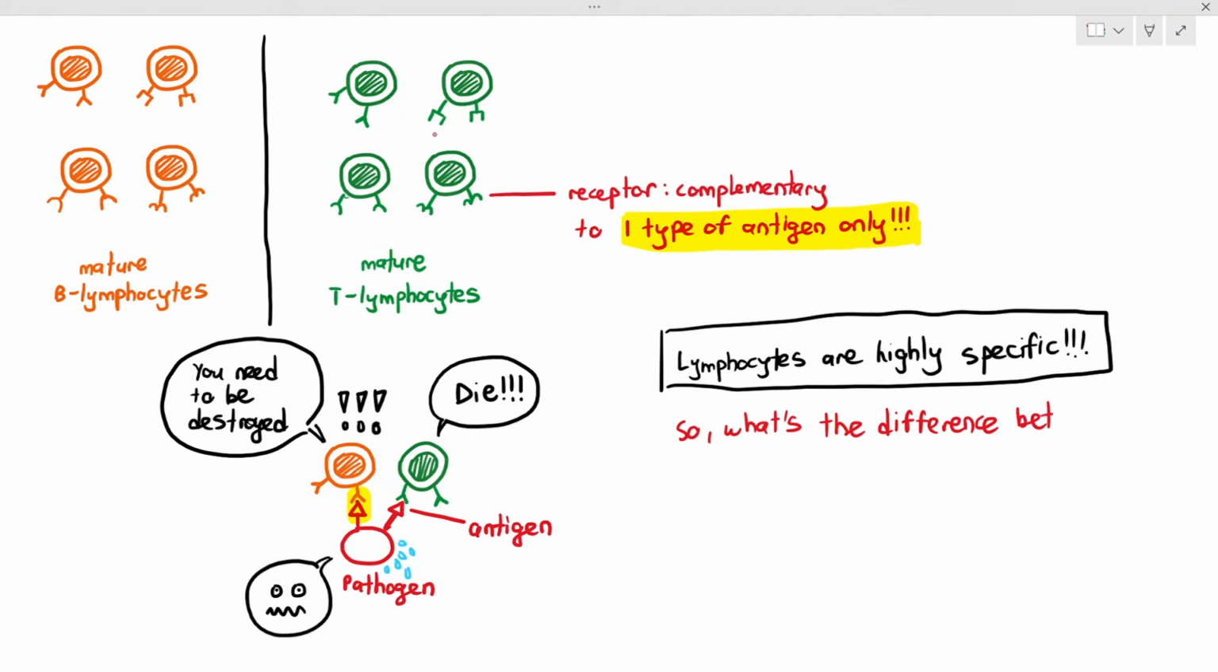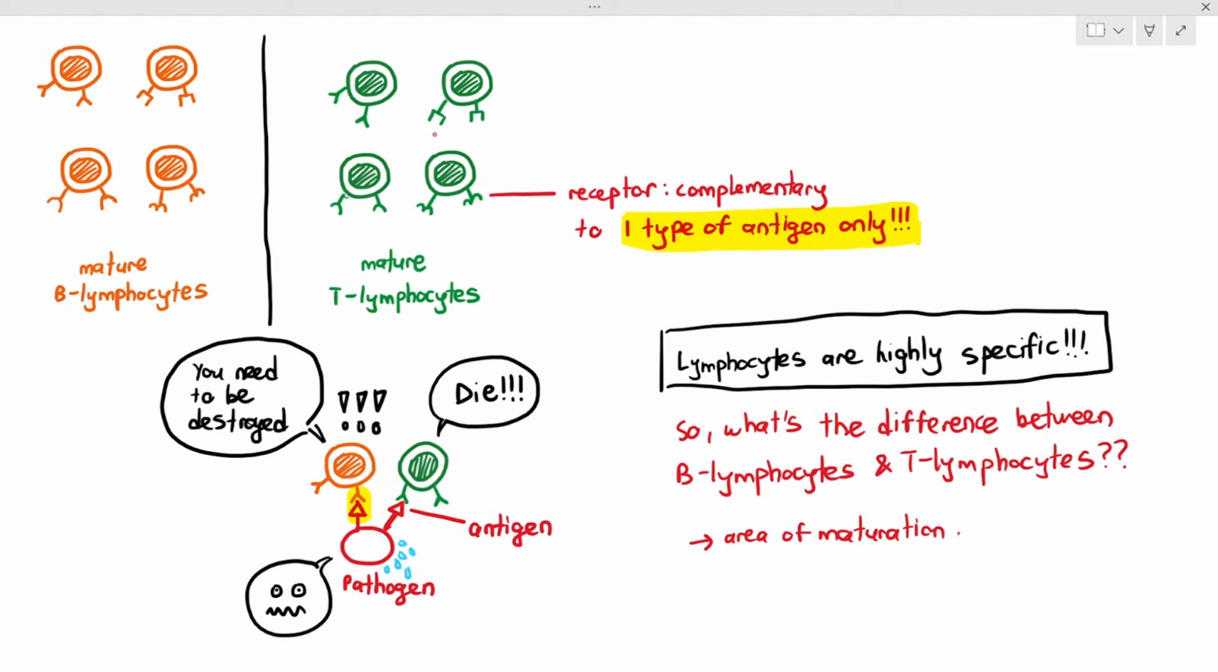So then, of course, you might want to ask the question, what's the difference between B lymphocytes and T lymphocytes then? Well, obviously the first thing is we knew that their area of maturation is different. B lymphocytes mature in the bone marrow and T lymphocytes mature in the thymus. And also their immune response, which means to say how they respond to the antigen is going to be very different as well. And we will be looking at that in the next video.